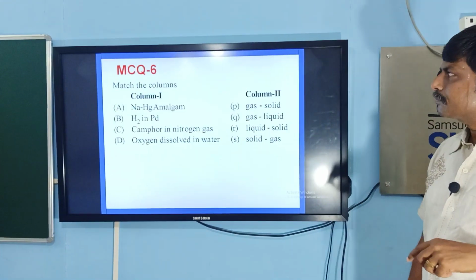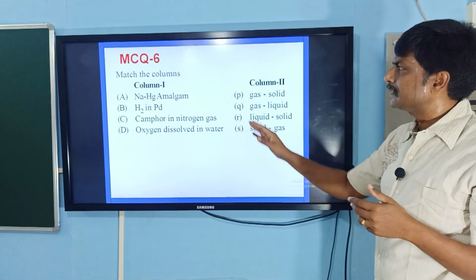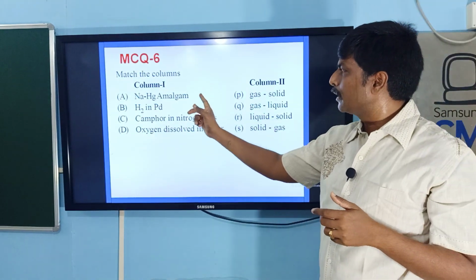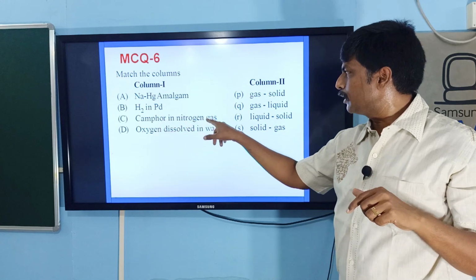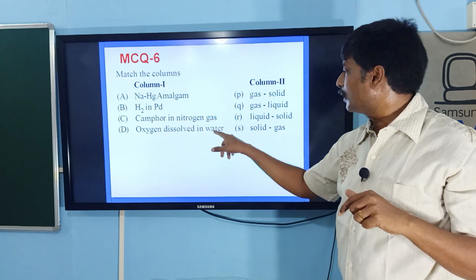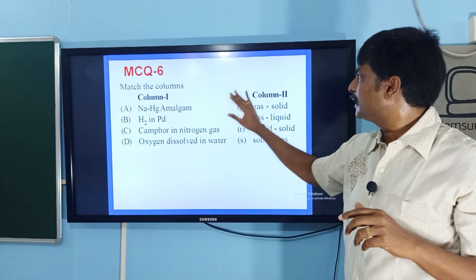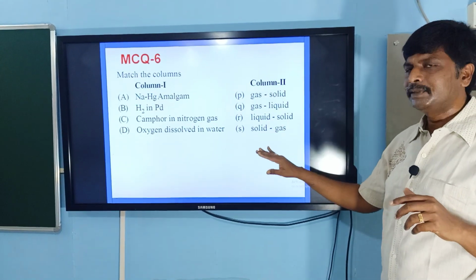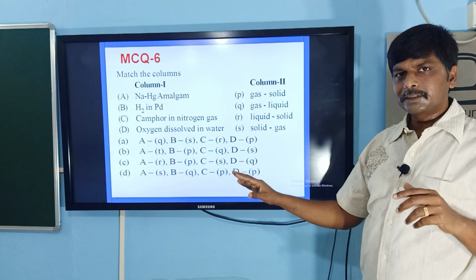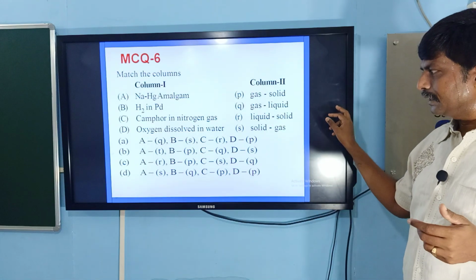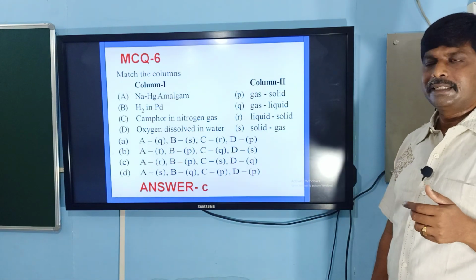Next question. Match the columns. Here some mixtures are given: sodium amalgam, hydrogen gas in palladium, camphor, a solid, in nitrogen gas, oxygen dissolved in water. Based on physical state, another column of physical states is given. Now you try to give the correct set. So you try for this answer. Yes, so answer is C.